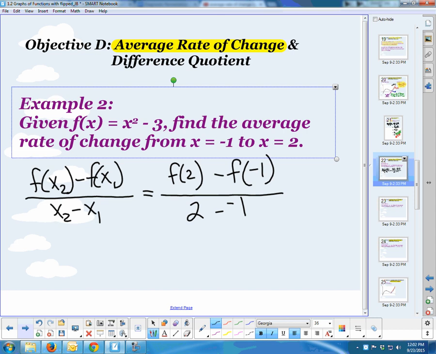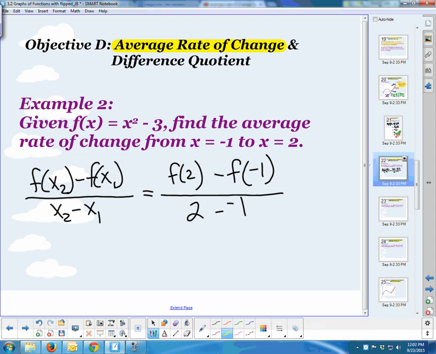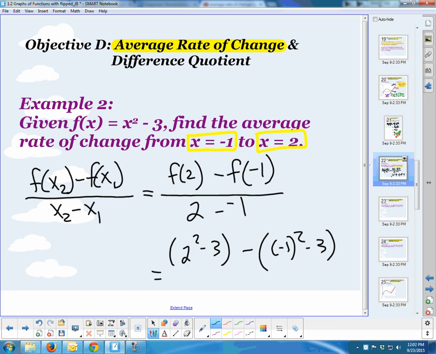So really what I'm doing is I'm saying, what's the slope if I take my point with the x-coordinate of negative 1, and I take the point on the curve that has an x-coordinate of 2, and I connect them with a straight line, what's the slope of that line going to be? Well, I can figure it out without actually having to make the graph. f of 2 is going to be 2 squared minus 3, minus f of negative 1 is going to be negative 1 squared minus 3, all over 2 plus 1.